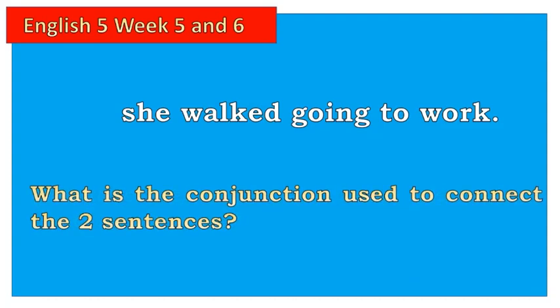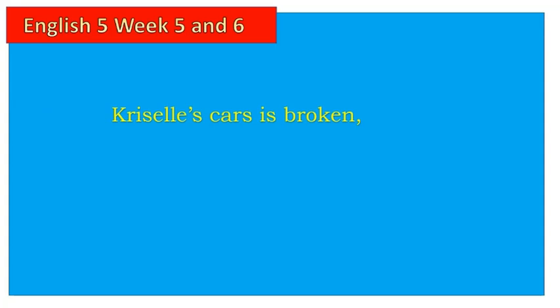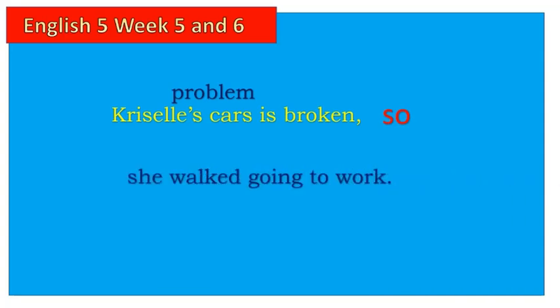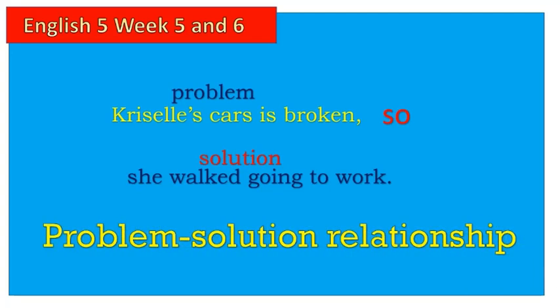What is the conjunction used to connect the two sentences? Let's see. Frisel's car is broken. That is the problem. So is our coordinating conjunction. She walked going to work is our solution. So this one shows a problem-solution relationship. Again, we have two independent clauses connected by the coordinating conjunction so. Is it clear? Okay, thank you.